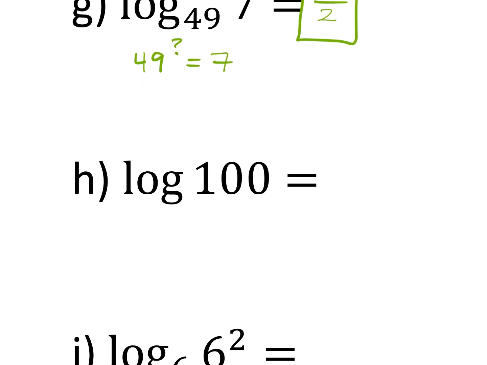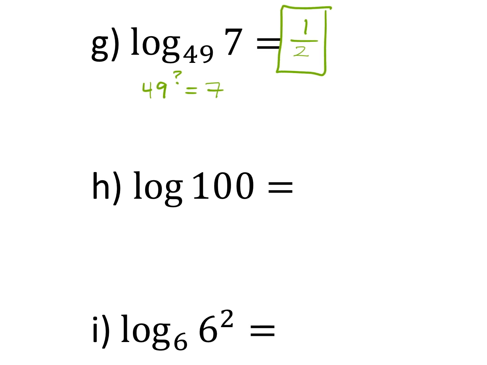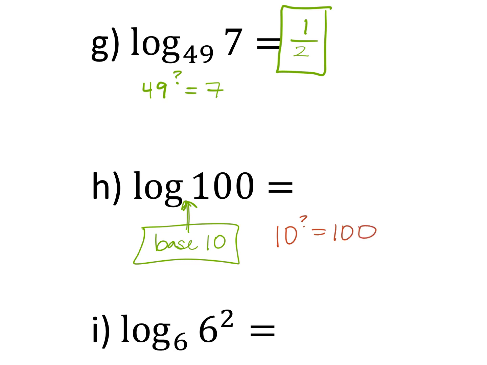Okay, this one is a little different because there's nothing down here. And here's what you need to know. If there is no base in there, then this is a base 10. So if there's nothing written in there, it's a 10. So what's the question you're asking yourself? 10 to what power equals 100? So that is what? The second power. 10 squared is 100. Do you love this? I love this. I love this stuff.